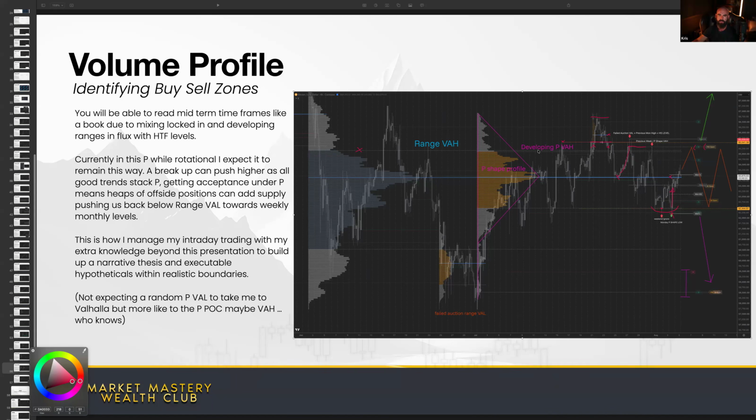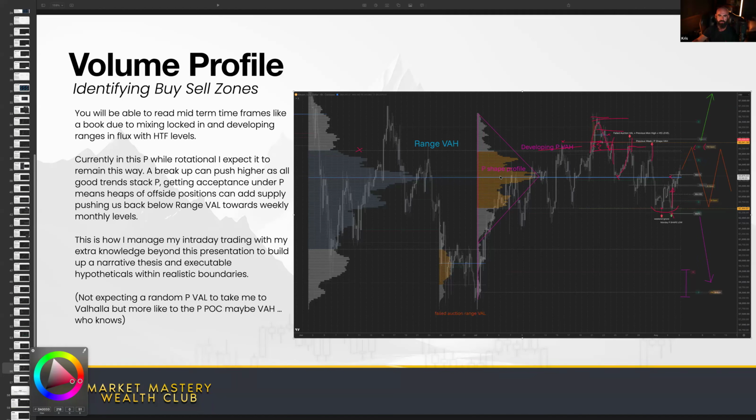But at the moment, because we're in this P, I'm just expecting this to remain rotational until we get a shift of condition of some sort. Now, we tried to get a shift of condition here. We really did. But as soon as you see that, that's a failed auction. And that means here and here are trying to mitigate this volume. And the same deal, when we come back up, we either get another failed auction and do it again. We reject immediately, or we finally get the test and push.